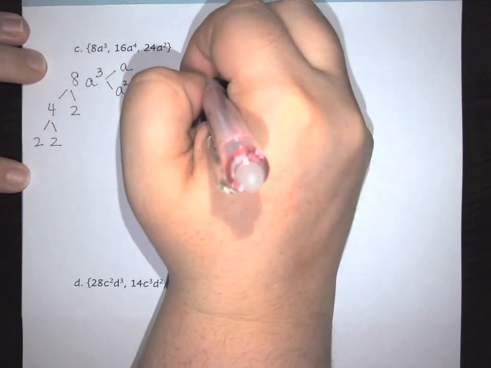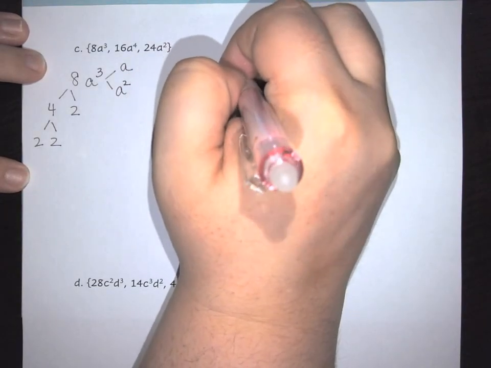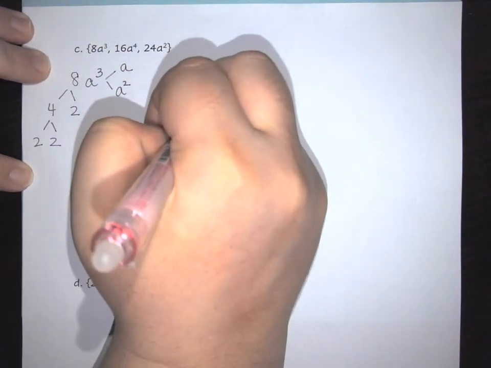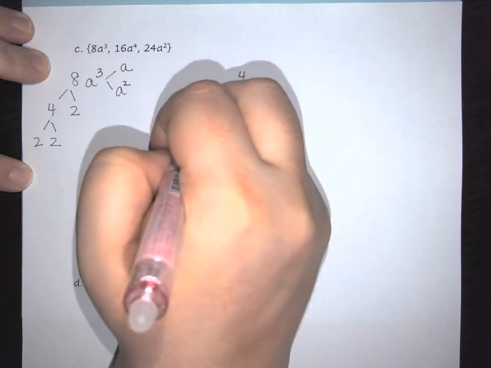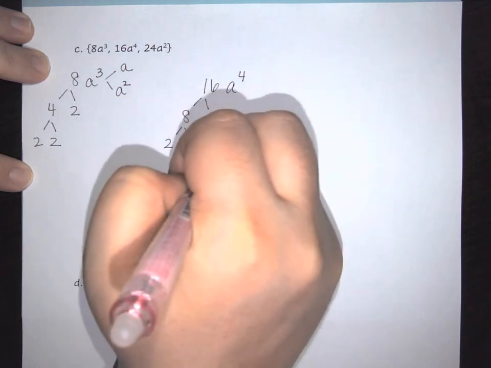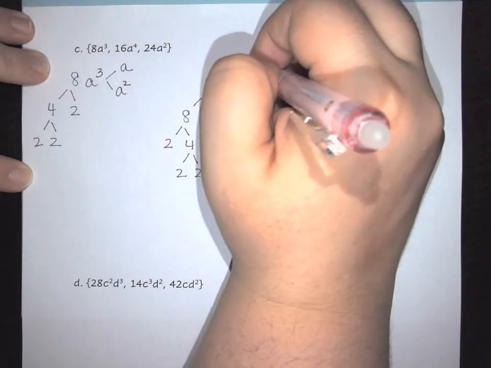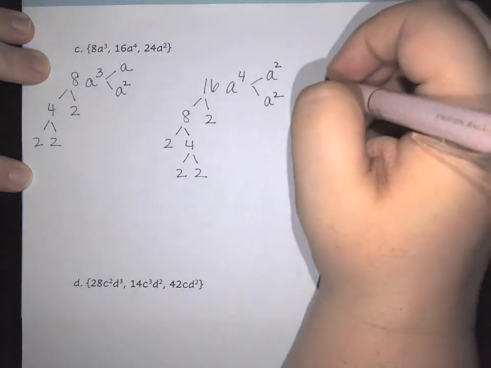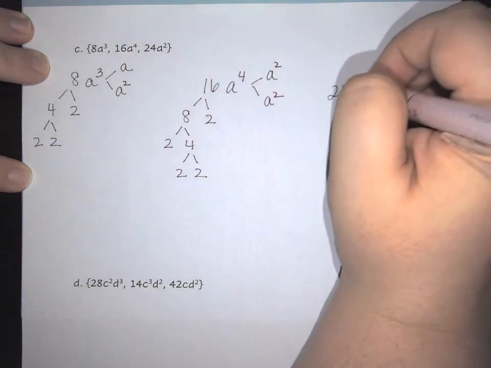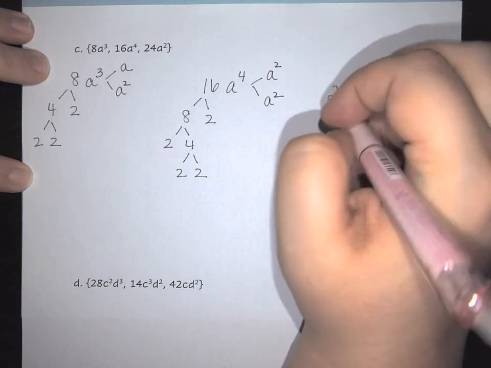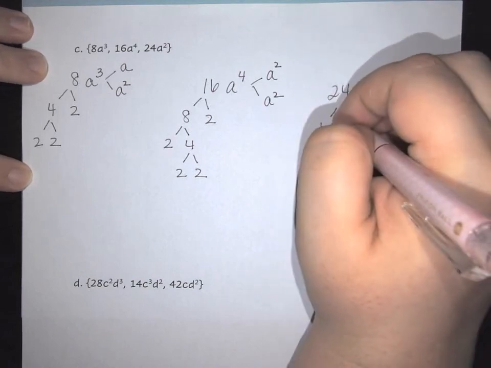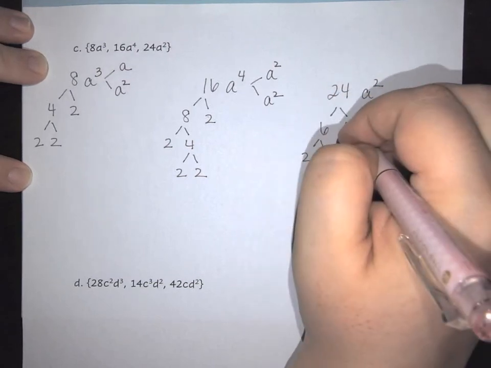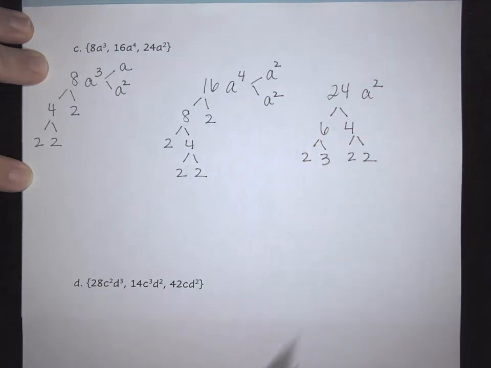Now, the middle one I have is 16a to the 4th. So my 16 here is going to become 8 times 2. We know 8 can become 2 times 4, and my 4 breaks to 2 and 2. And then we know a to the 4th is going to become a squared and a squared. And then last but not least, I have 24a squared. 24 can become 6 times 4. My 6 will break down into 2 times 3, and 4 breaks down into 2 times 2.